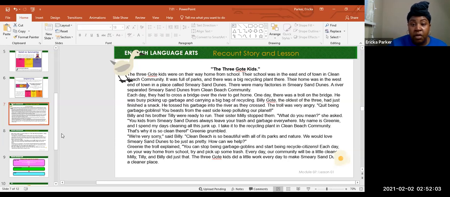The troll was very angry. Quit being garbage goblins. You beasts from the east side keep polluting our planet. You kids from Sand Dunes always leave your trash and garbage everywhere. My name is Greenie, and I spend my days cleaning all this junk. I take it to the recycling plant in Clean Beach community. That's why it's so clean there.